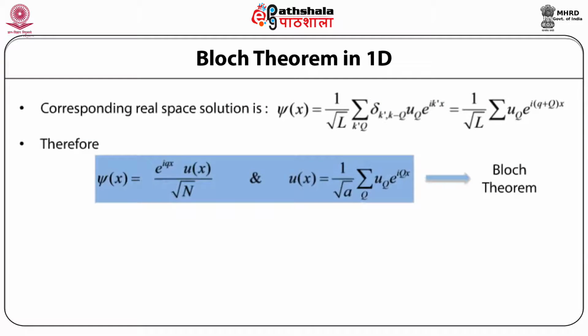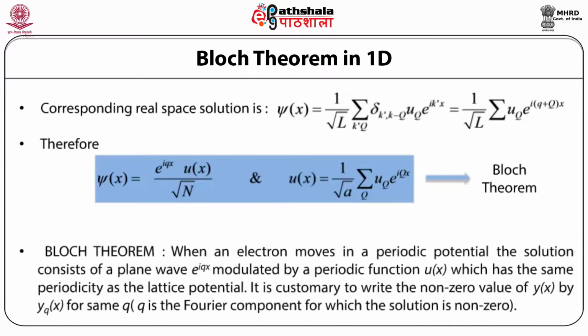So now the corresponding real space solution is phi x is equal to 1 by root L summation over k prime capital Q delta k prime comma k minus capital Q u capital Q e raised to power i k prime x, which is equal to 1 by root L summation over uq e raised to power i (small q plus capital Q) into x. Therefore, phi of x is equal to e raised to power iqx into ux divided by root n, where ux is equal to 1 by root of a summation over capital Q uq e raised to power i capital Q into x. This is nothing but Bloch's theorem.